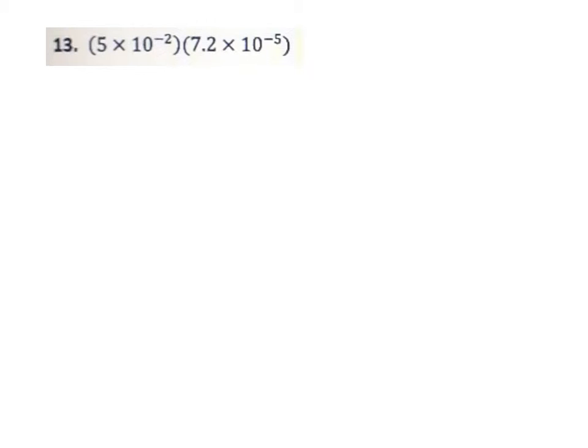Okay, so now on this one, I'm going to teach you guys how to solve number 13 on the homework. They want you to keep your answers in scientific notation, which means it's going to have the form it's in. Now to start with, everything in this first parentheses is being multiplied by everything in this second parentheses. So I am going to take my 5 and my 7.2. They're just numbers, that's all they are. We're going to multiply those together. So in my first set of parentheses, I am going to have 5 times 7.2.